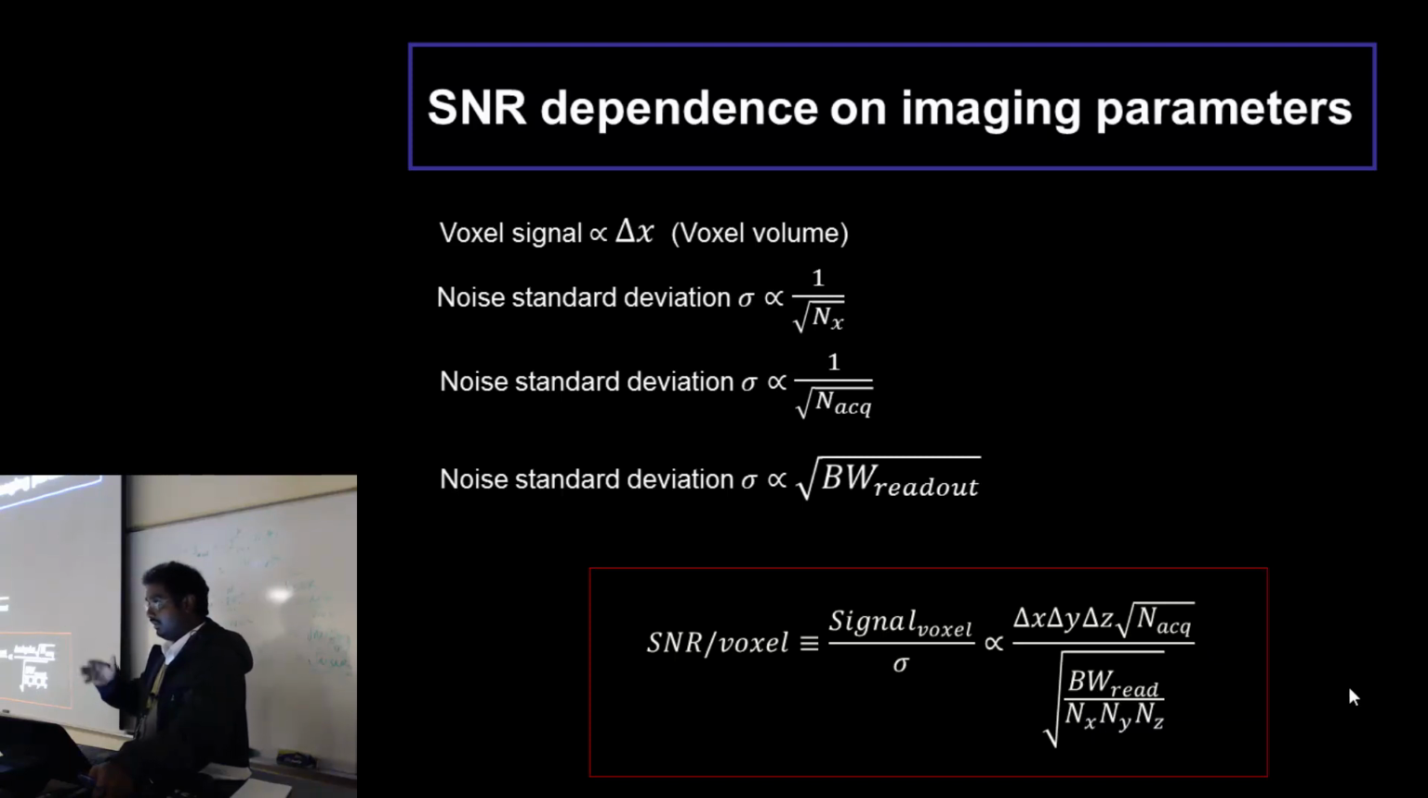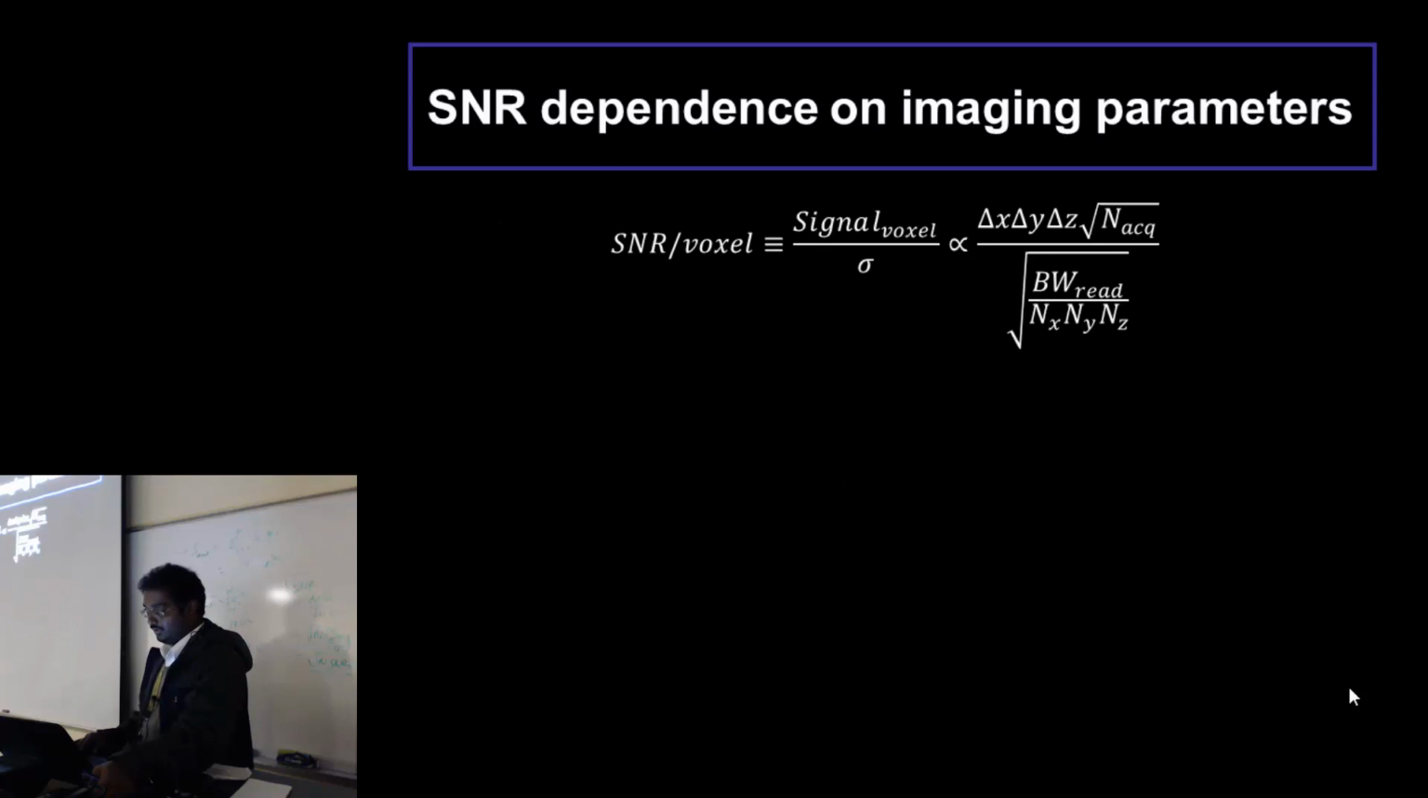For example, you start with a certain experimental setup, and then you want to change a certain parameter. For example, you want to change your resolution, or you want to change your field of view. What effect that would have on the signal to noise ratio, this expression summarizes that. And you can play around with this expression quite a bit in terms of looking at different scenarios.